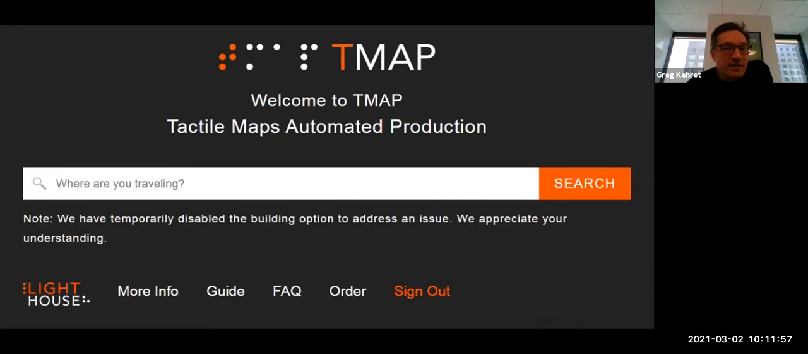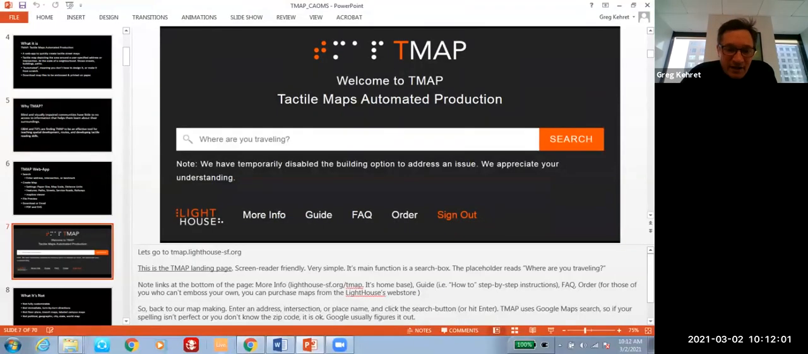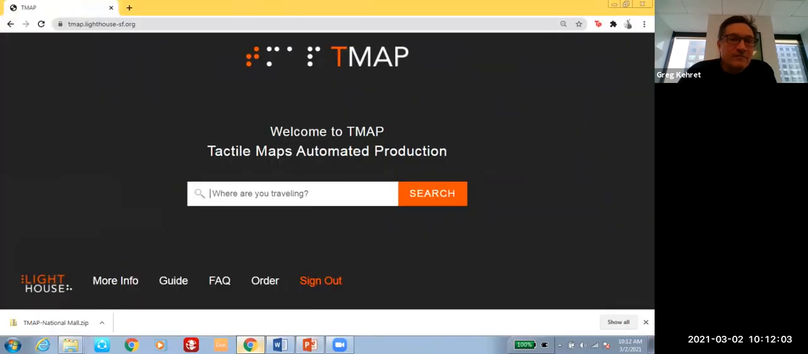So this is a screenshot of the Tmap landing page, but I'm actually going to toggle over to my browser, and this is the actual thing. It's a very simple page, screen reader friendly, by the way.